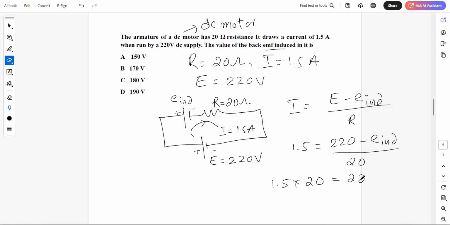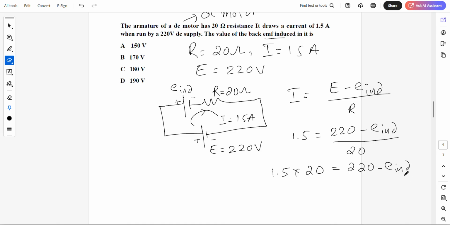Therefore 1.5 into 20, that is 30, is equal to 220 minus E induced. That is E induced is equal to 220 minus 30, which is 190 volts. This is the value of the EMF induced, 190 volts is the right answer. Hope you have understood this one. Okay, next problem.